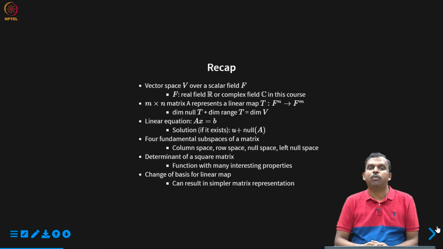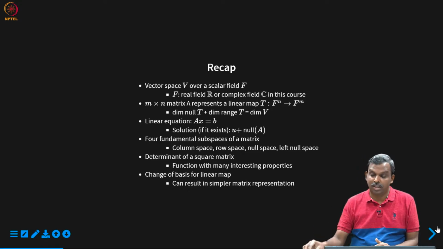And one of the tools we need for that is a good understanding of polynomials with real and complex coefficients and their roots and all that. Okay, so that's what we are seeing in this lecture.